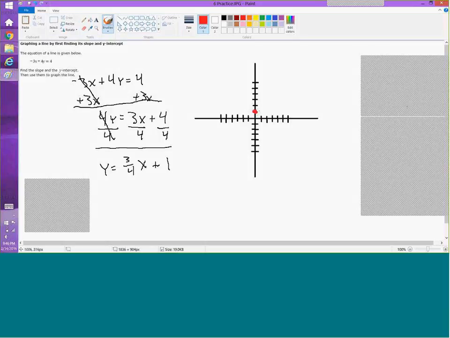That means we're going to go up 3, 1, 2, 3, and run to the right 4: 1, 2, 3, 4. Then we draw the line. It should be about right. There we go. We've got that one.